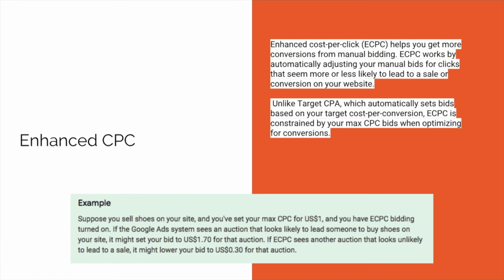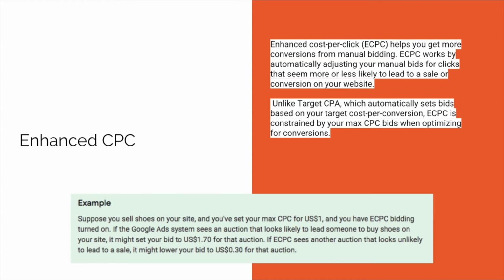Unlike target CPA, which automatically sets bids based upon your target CPA, here the bids get increased when the chances of conversion are high, and the bids get reduced when the chances of conversion are not as high, based upon your account's historical performance. You could also look at the example here, which says you sell shoes on your site, you have set your maximum CPC to $1, and you have the enhanced CPC bid turned on.